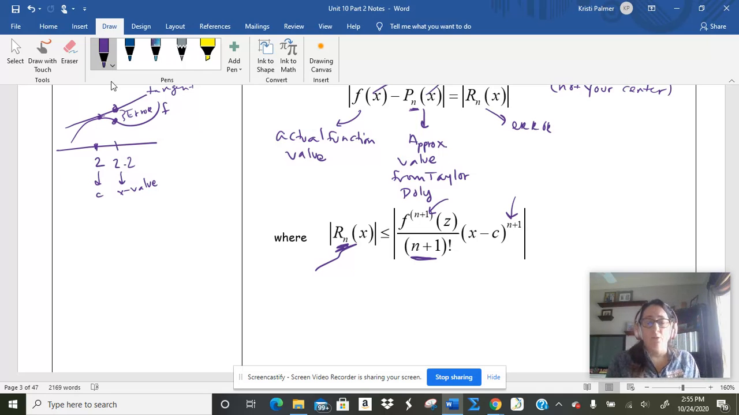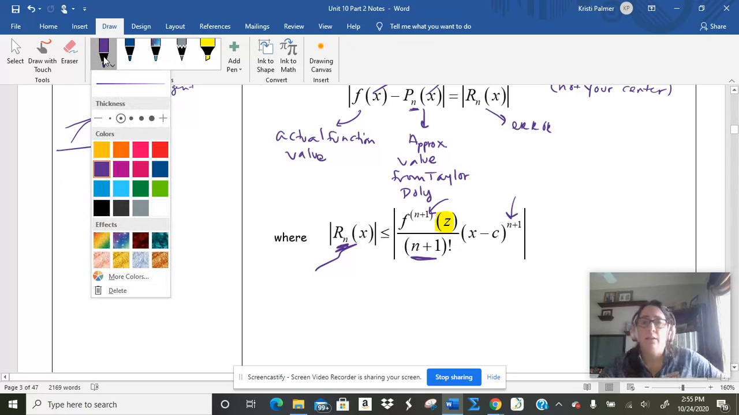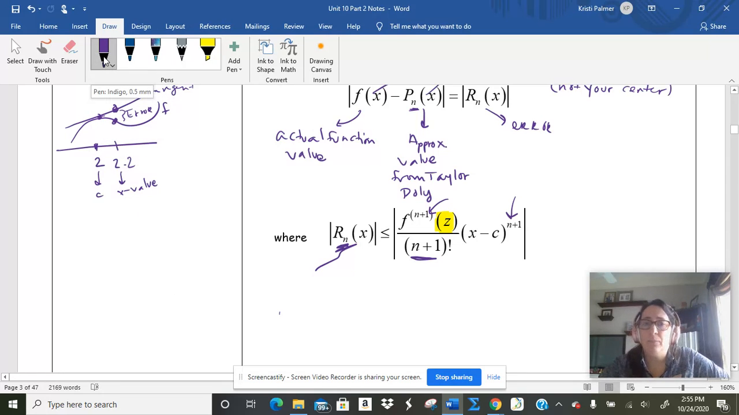Okay, so we're going to have to plug all of that in. But wait, there's more. And we're going to practice this, so don't freak out on me. There's this thing called z right here. And the z is this arbitrary value that we're going to have to go look at.